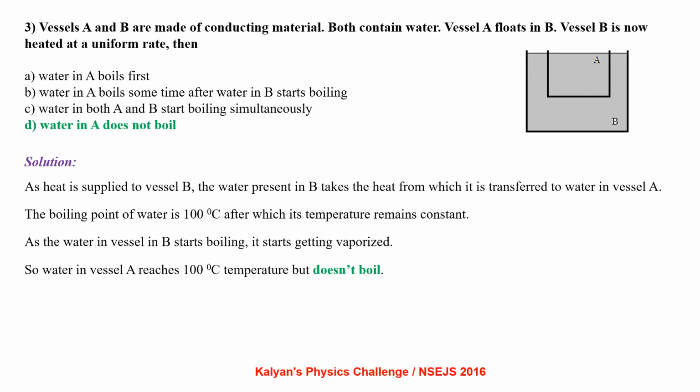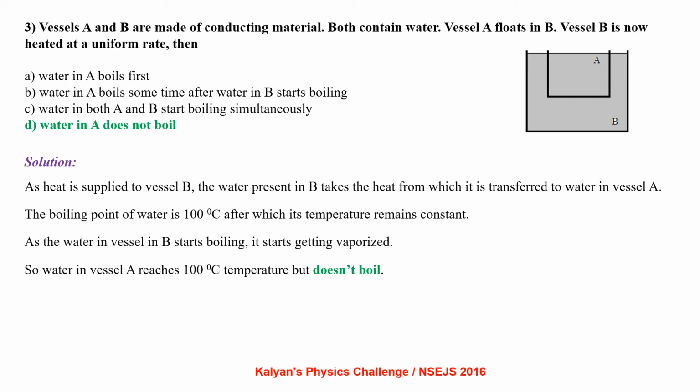Vessels A and B are made up of conducting material. Both contain water. Vessel A floats in B. Vessel B is now heated at a uniform rate then. As heat is applied to vessel B, the water present in B takes the heat, which is transferred to water in vessel A.